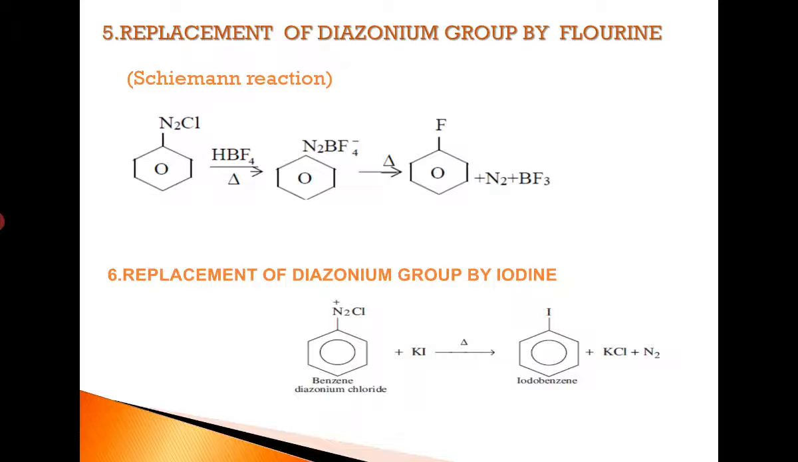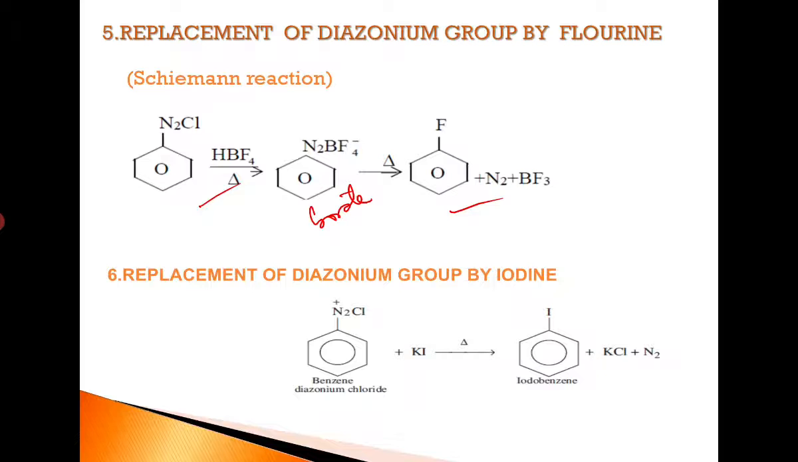Again, aniline is converted to benzene diazonium chloride. This benzene diazonium chloride is treated with fluoroboric acid, HBF4. In this, first the fluoroborate salt is obtained. This, on heating, gives fluorobenzene. This is the best method for introducing fluorine group onto the benzene ring.